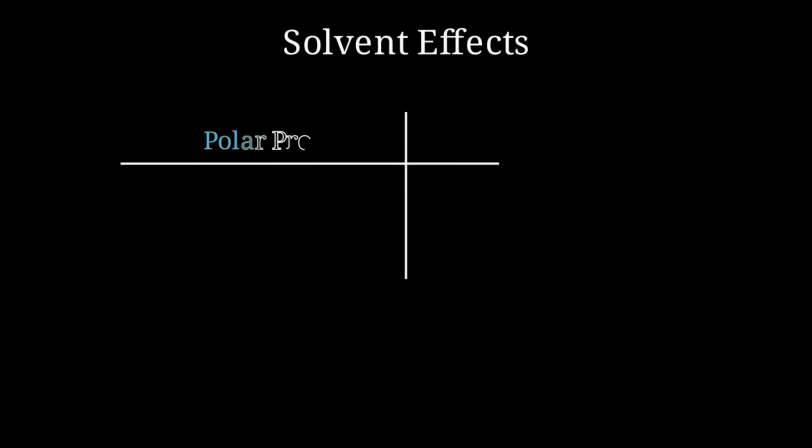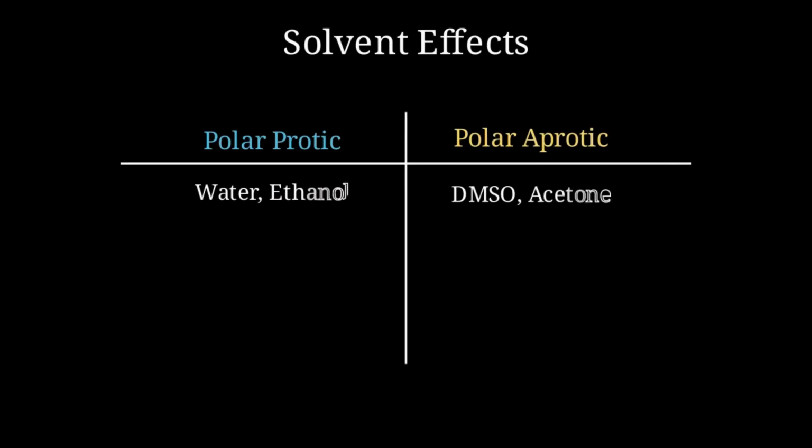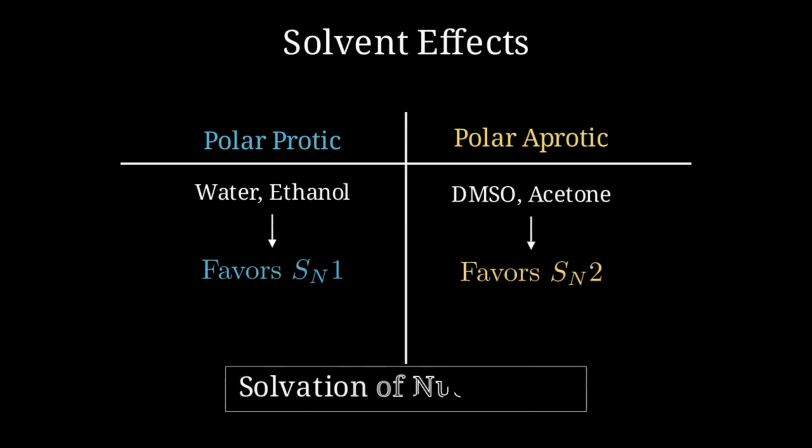Solvents also play a role. Polar aprotic solvents favor SN2 by not caging the nucleophile. Polar protic solvents, like water, stabilize the carbocation and leaving group, which significantly speeds up the SN1 pathway.